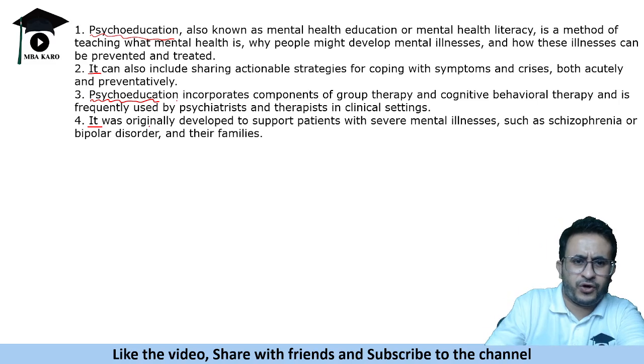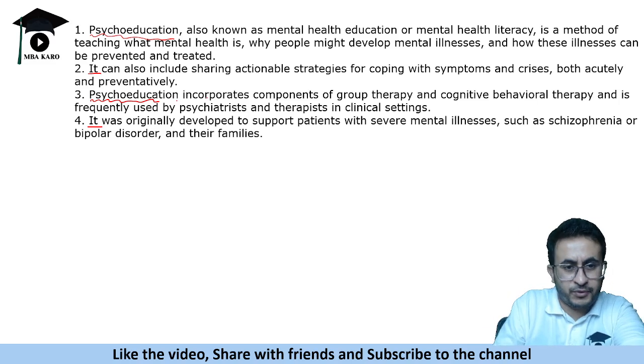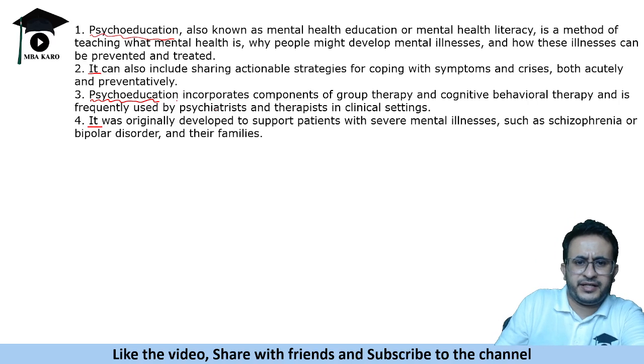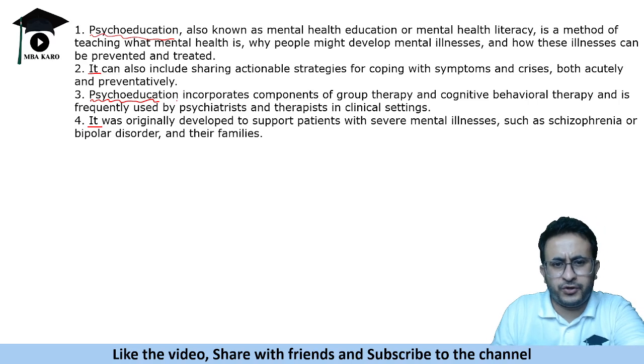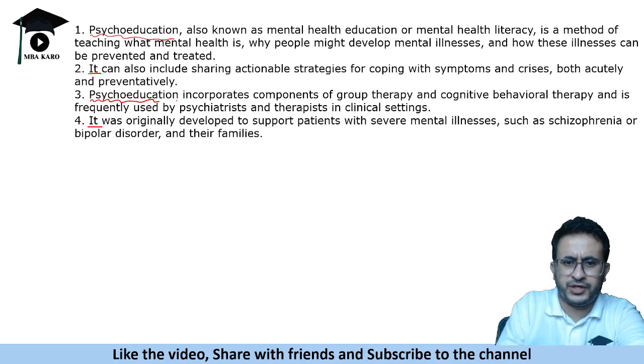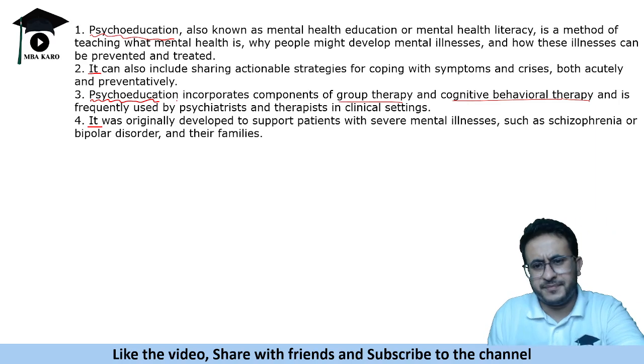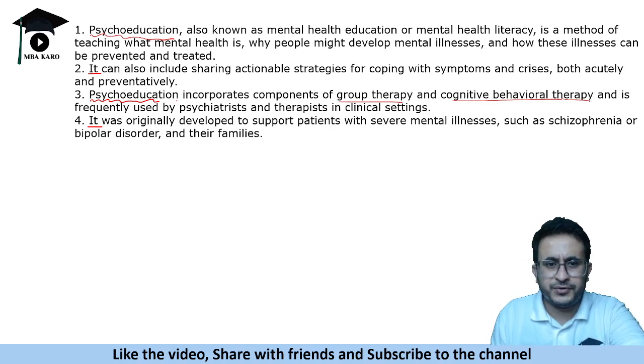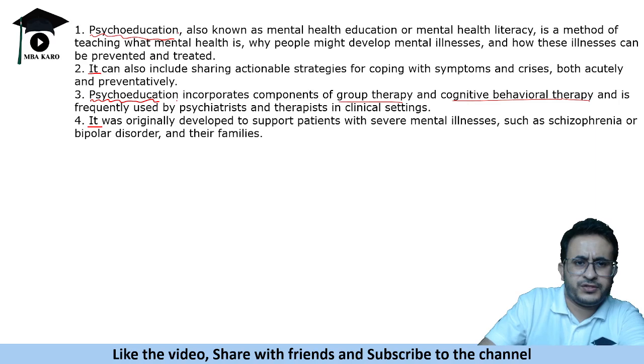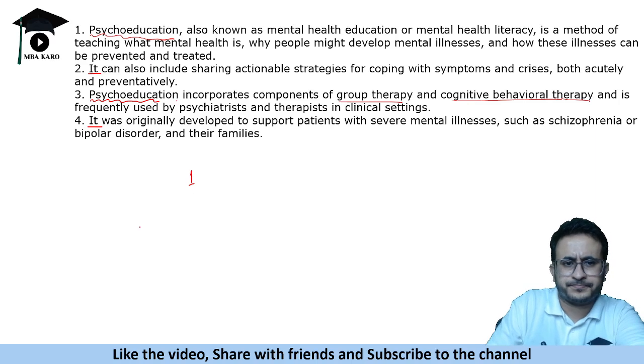Definition comes first, or something that it talks about: incorporates components of group therapy and cognitive behavioral therapy and is frequently used by psychiatrists and therapists in clinical settings. Now it talks about what it incorporates. What does it include? It includes group therapy, cognitive behavior therapy, CBT and group therapy. But definition ideally comes first. You would first define what is psychoeducation. So this looks like the opening sentence.